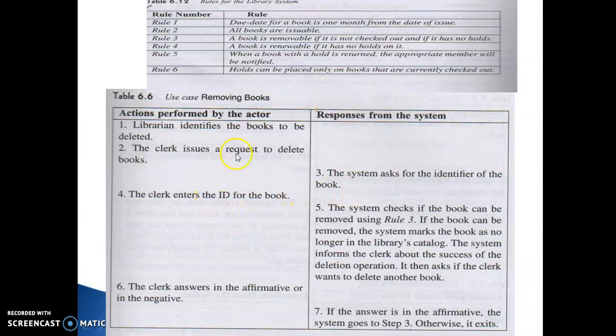And the use case removing books. Removing books is something that is removing from the library itself. The librarian first identifies the books to be deleted from the system, deleted from the database also you can say. The clerk issues a request to delete the books, and the system asks for the identifier of the book. So those books which are to be removed from the library system, those identifiers or those barcodes, that has to be first identified, and that has to be scanned for the system. The clerk enters the ID of the book. So here our ID is itself a barcode.